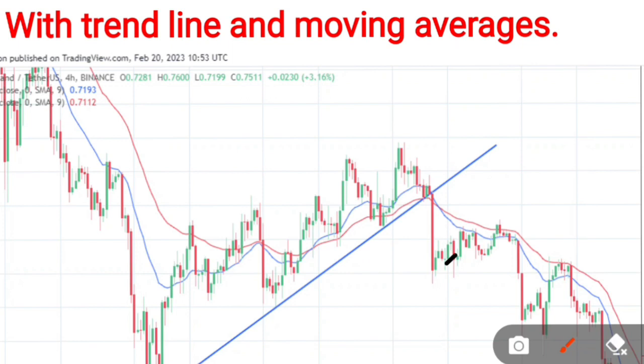And how did we confirm that? One, the price broke below this trend line. That is one. Two, the moving averages, we said on an uptrend, the moving averages have to be moving below the price action, just like you can see at this point.